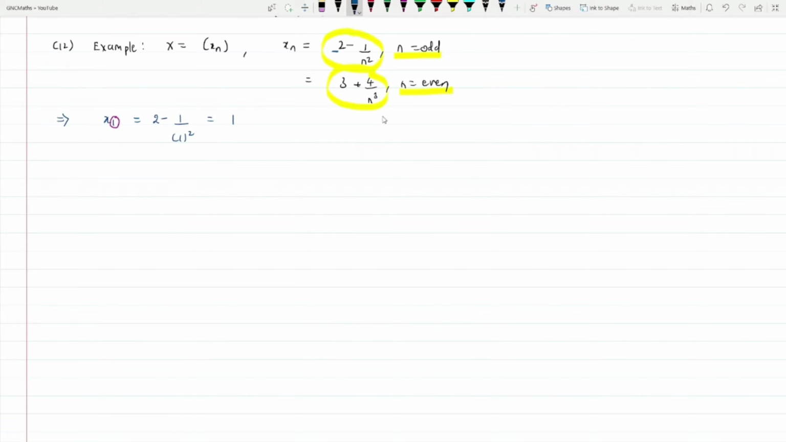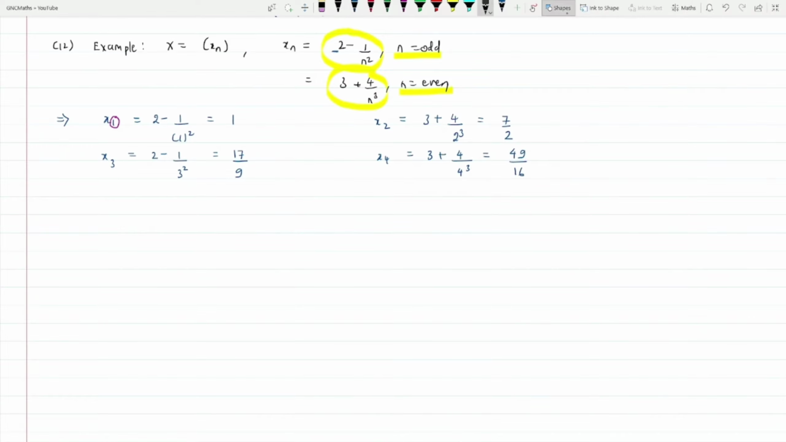Now let me collect the even terms separately. So x2, since n equal to 2 is even, we are going to take help of this part of the function. So this is 3 plus 4 upon 2 cube, that's 3 plus half, so that is going to be 7 by 2. Then coming to x3, again 3 is an odd number, so we will use the first part and we will have 2 minus 1 upon 3 square, and that is going to be 17 by 9. x4, 4 is an even number, so this is going to be 3 plus 4 by 4 cube, which is 49 by 16.